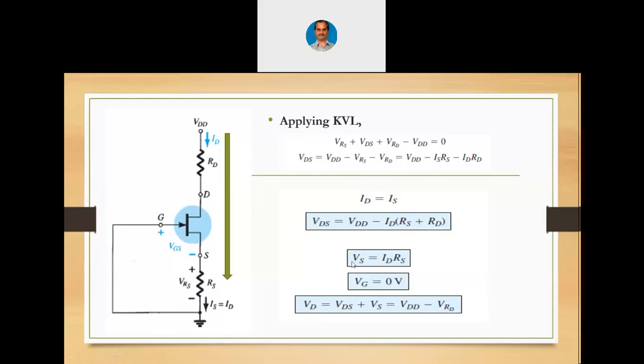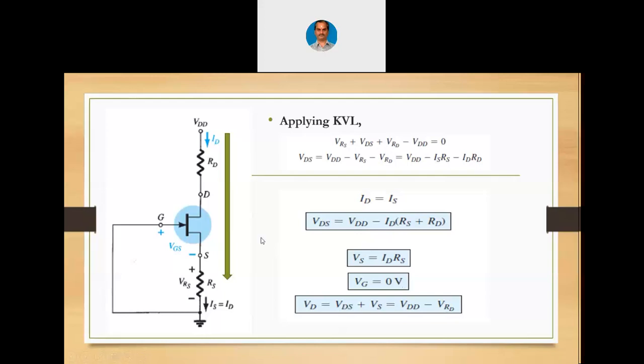Now VS, the voltage across the source, is ID into RS. Gate voltage is 0 volts. Why? Gate is connected to ground anyhow. There is no gate current there. Even though that RG is there, there is no gate current there. So now gate voltage is 0 volts.